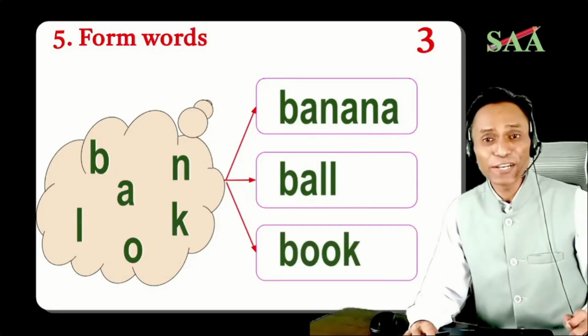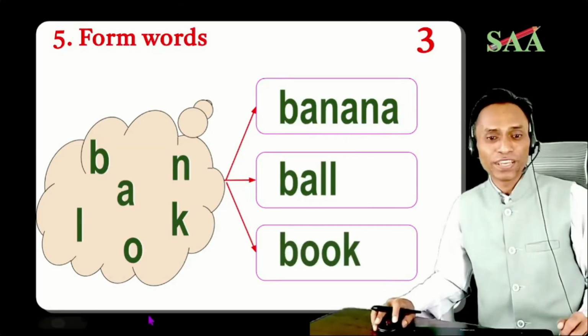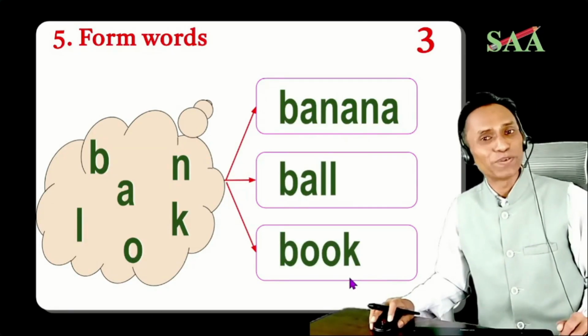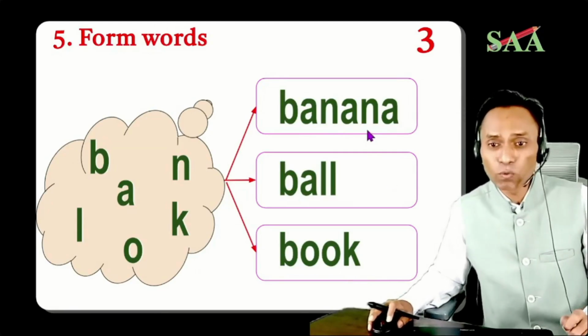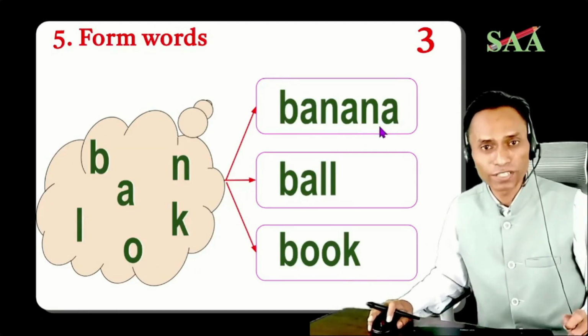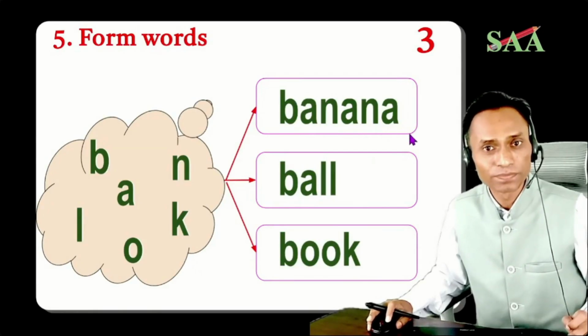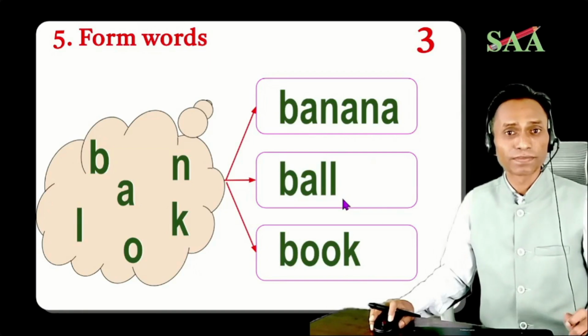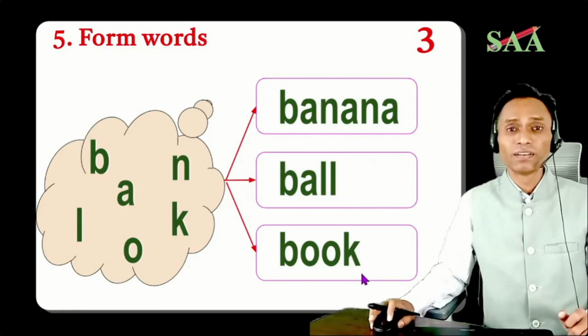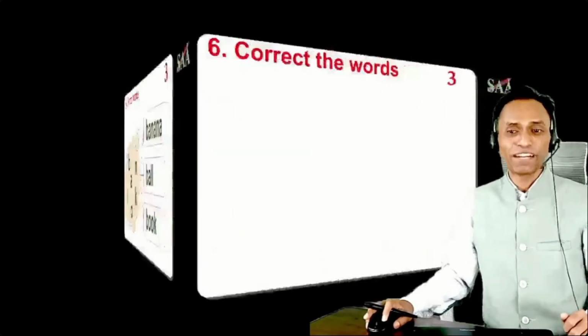And you can write book. B-O-O-K. Book. Right? So what are the words here, Gaurav? Tell me. What is the first word? Banana. Yes. Next. Ball. Book. Right. Very good.